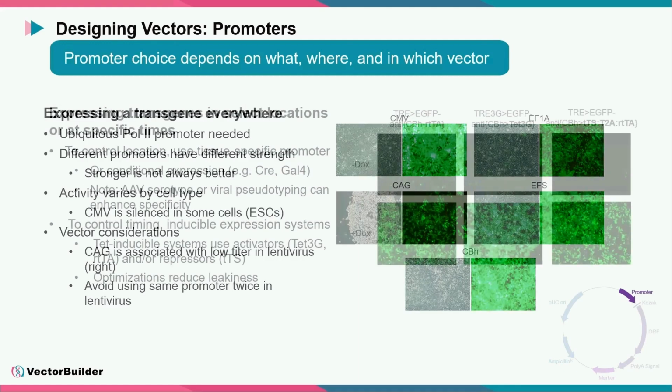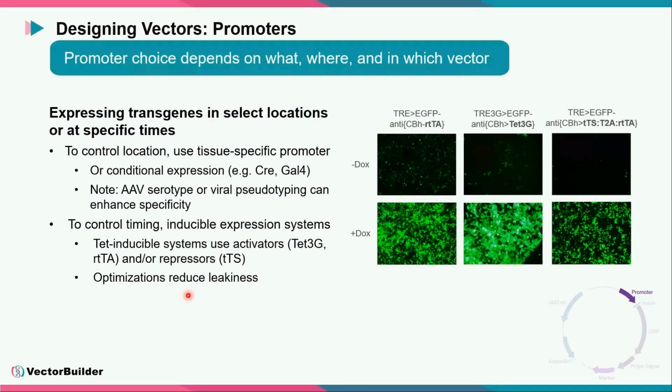It's a little more straightforward if we're being a little more selective in the location or the timing of expression. So to control where you are actually expressing your transgene, it's pretty straightforward. You can use a tissue-specific promoter. There are other options, including conditional expression experiments where you use Cre or Gal4-UAS to control where this gene is expressed. However, these are typically a bit more difficult if you don't already have access to a Cre or Gal4 line.